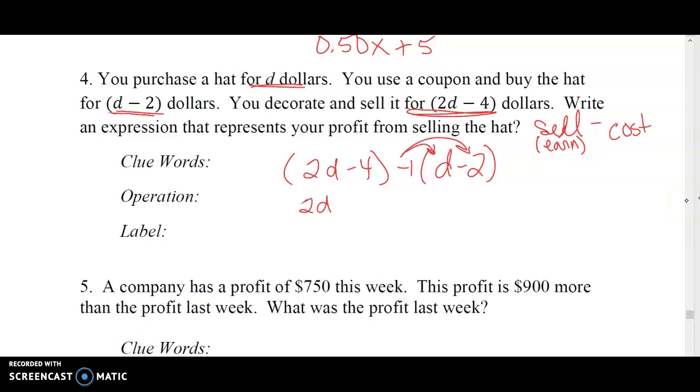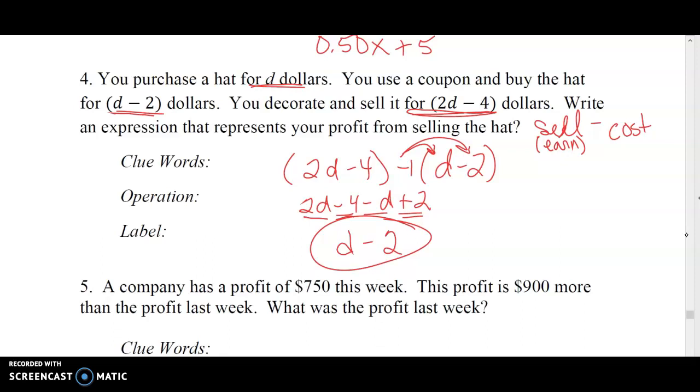So you get 2D minus 4. And then you have the -1 times D is negative D. -1 times -2 gives you a positive 2. We're going to combine like terms. We got 2D and negative D. -4, positive 2. Put it together and you're going to get D. So 1D. And then minus 2. So that's your profit from selling that hat.